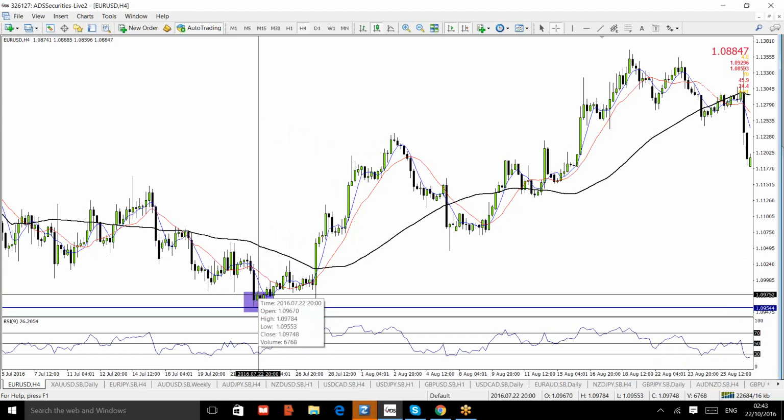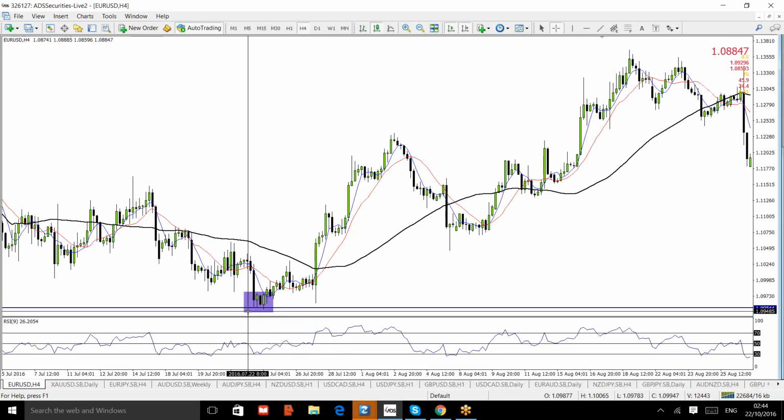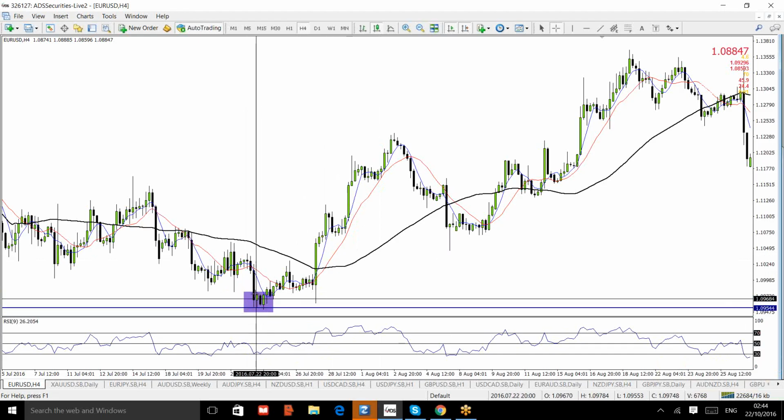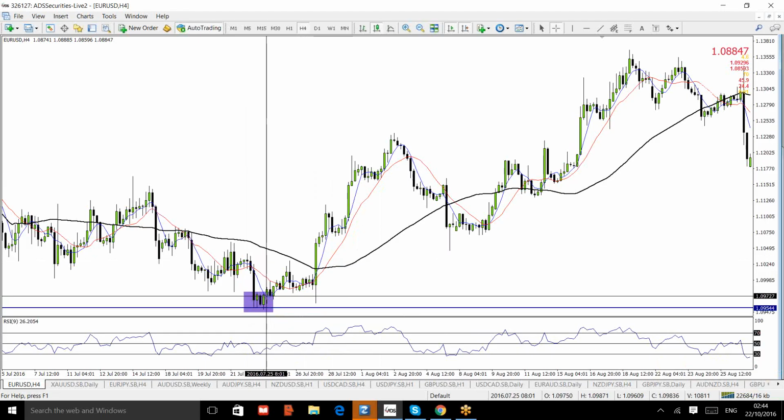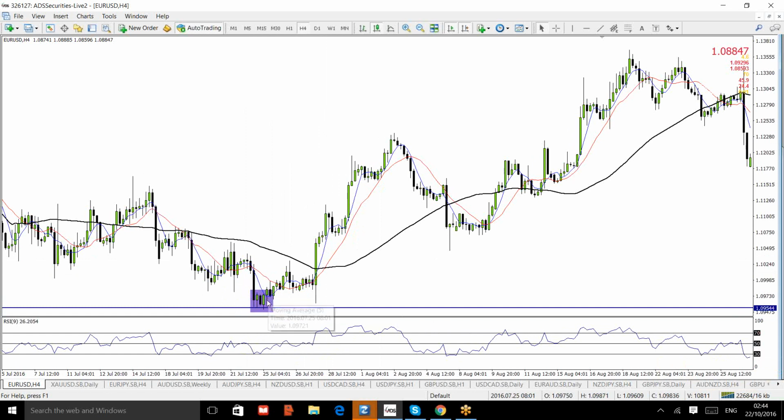Now we are looking for a bullish candlestick, right? A pin bar or rejection or a candle with a big body. We are on the support right now. This is the first candle, second candle, third candle. I've marked this. Now I'm waiting for it. No entry yet.